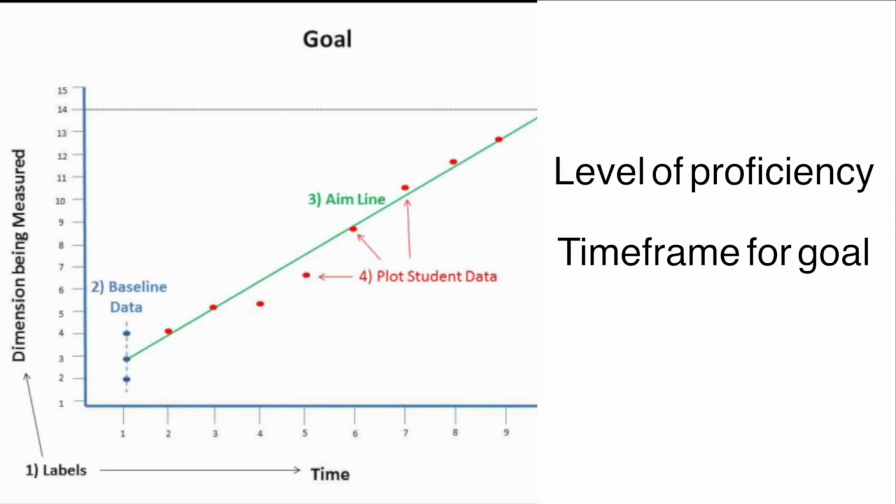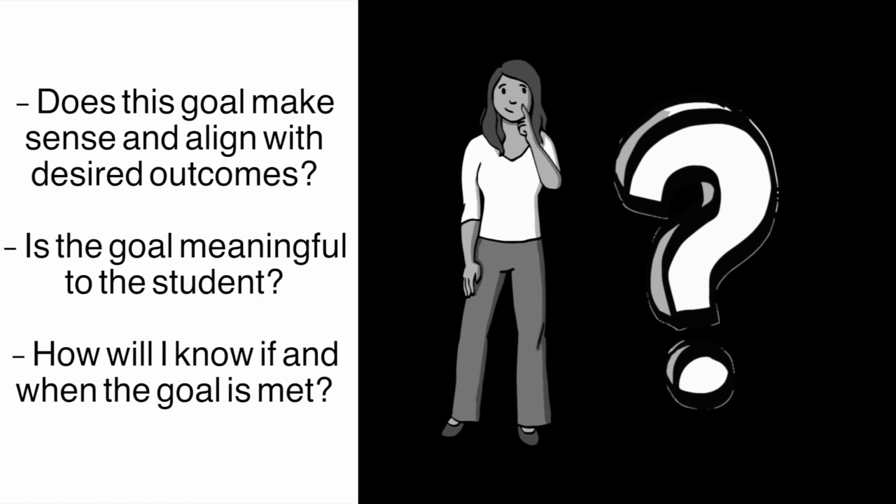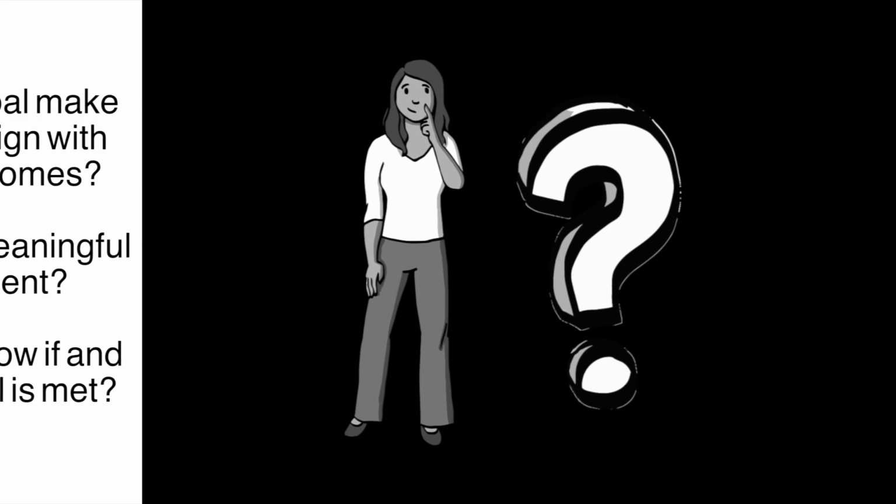The level of proficiency or timeline includes the time frame for the goal, such as annually or weekly, as well as the level of accuracy expected for mastery. When developing learning goals, educators should ask themselves, does this goal make sense and align with desired outcomes? Is the goal meaningful for the student? How will I know if and when the goal is met?